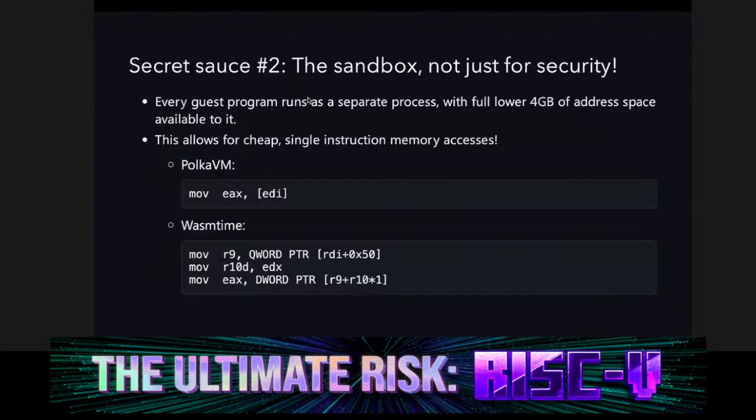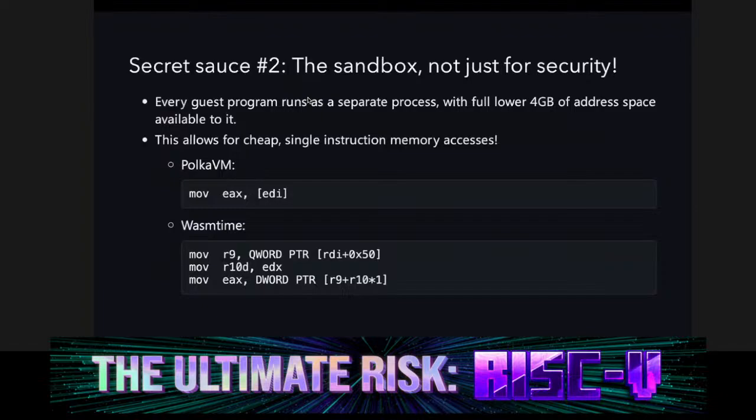Our secret sauce number 2 is the sandbox. This is not just for security, actually. We have a specially crafted ELF file, which the VM launches, which guarantees that the lower 4 gigabytes of address space of the process are free and can be used by the guest program. And this has the magic property of allowing us to have really cheap single instruction memory accesses.